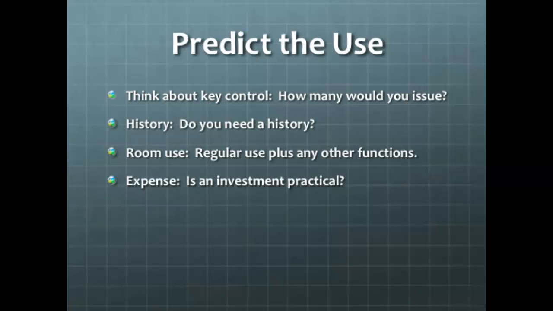And then finally, the expense, right? Is an investment practical? We could put electronic access control on every one of these doors. There's no question. Even though we don't need a history, doesn't mean we can't have one, right? We could just put card readers at every one of these doors and be done with it. And we'd be secure, absolutely secure. But the expense would be astronomical. So expense is something that you have to consider as well. Is the investment really practical? Is it worth it? Do I need to spend on electronics where mechanics will do? And if the mechanics won't do, then I need to go electronics and I need to justify that spend. So really it's prediction of the use, using those decision points.